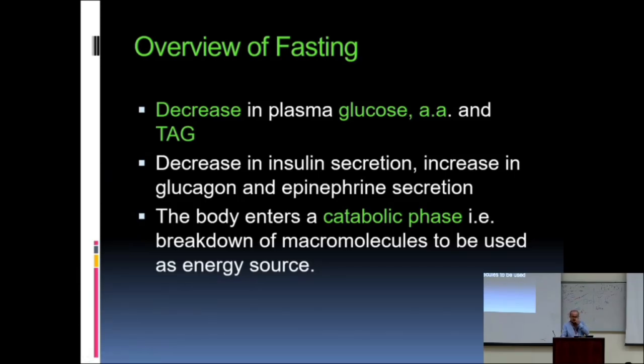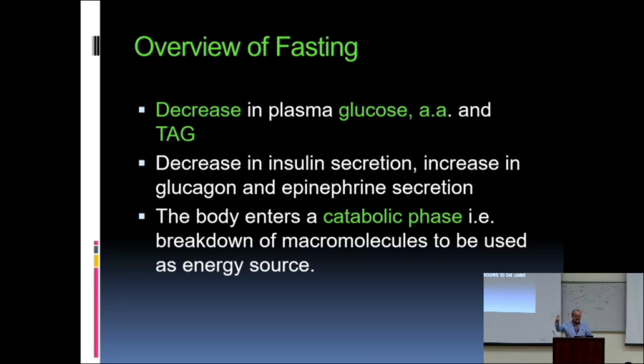Obviously, the main thing is you're not going to have glucose. Glucose is dropping. TAGs are dropping. Amino acids are dropping. There's less of all three in the bloodstream. So what does the body have to do to compensate for the lack of nutrients? It will go to what is stored. What is stored? Glycogen. It breaks down glycogen to provide glucose.